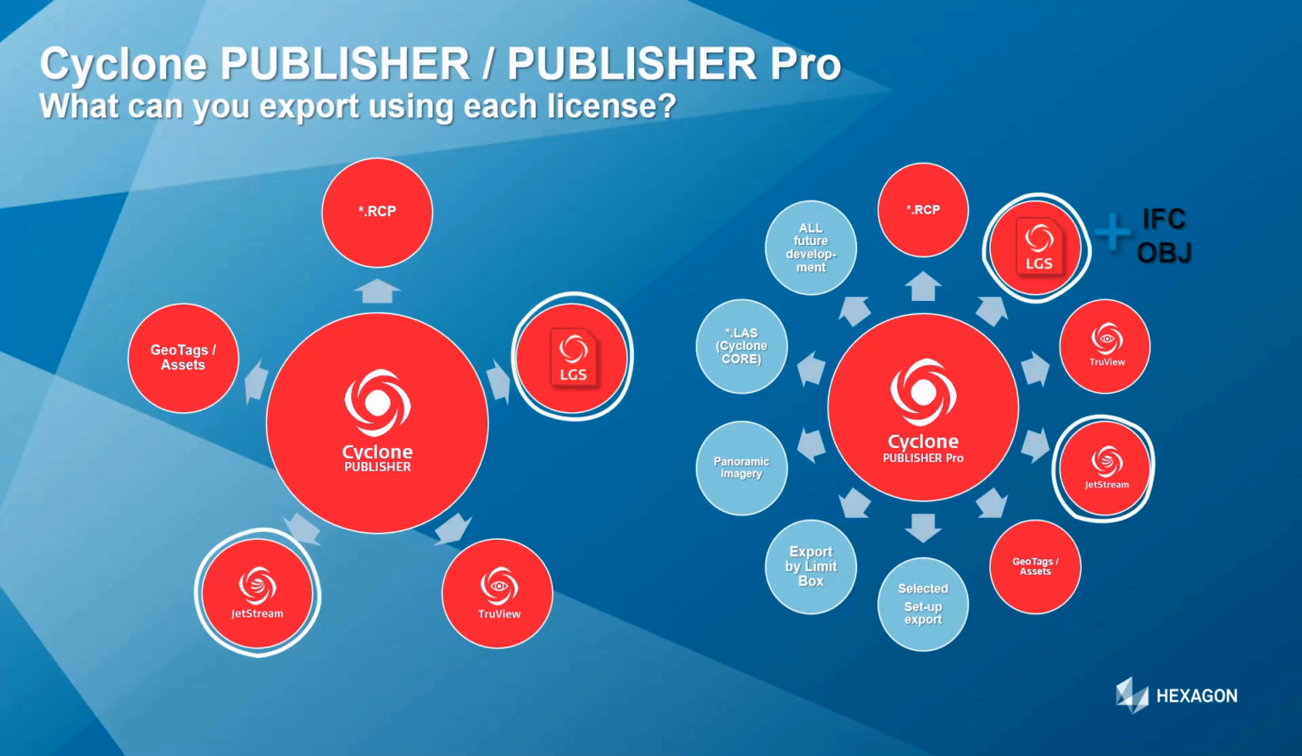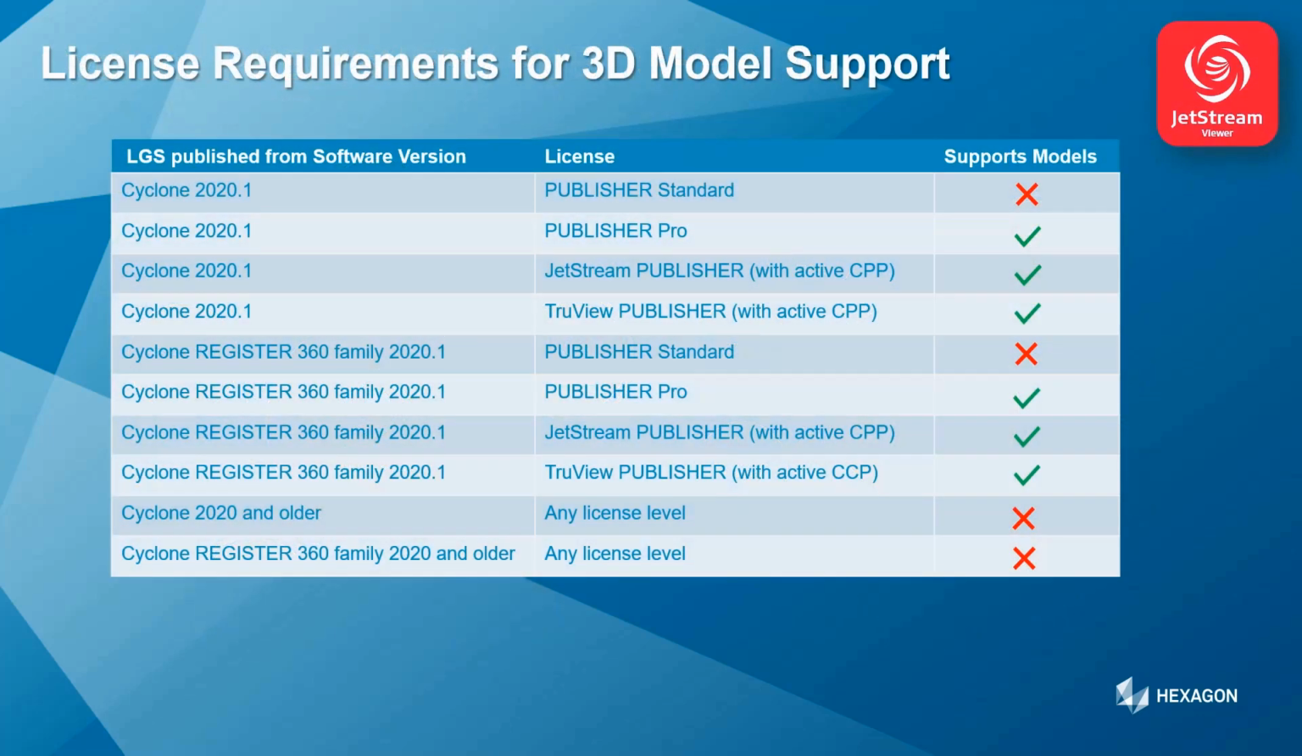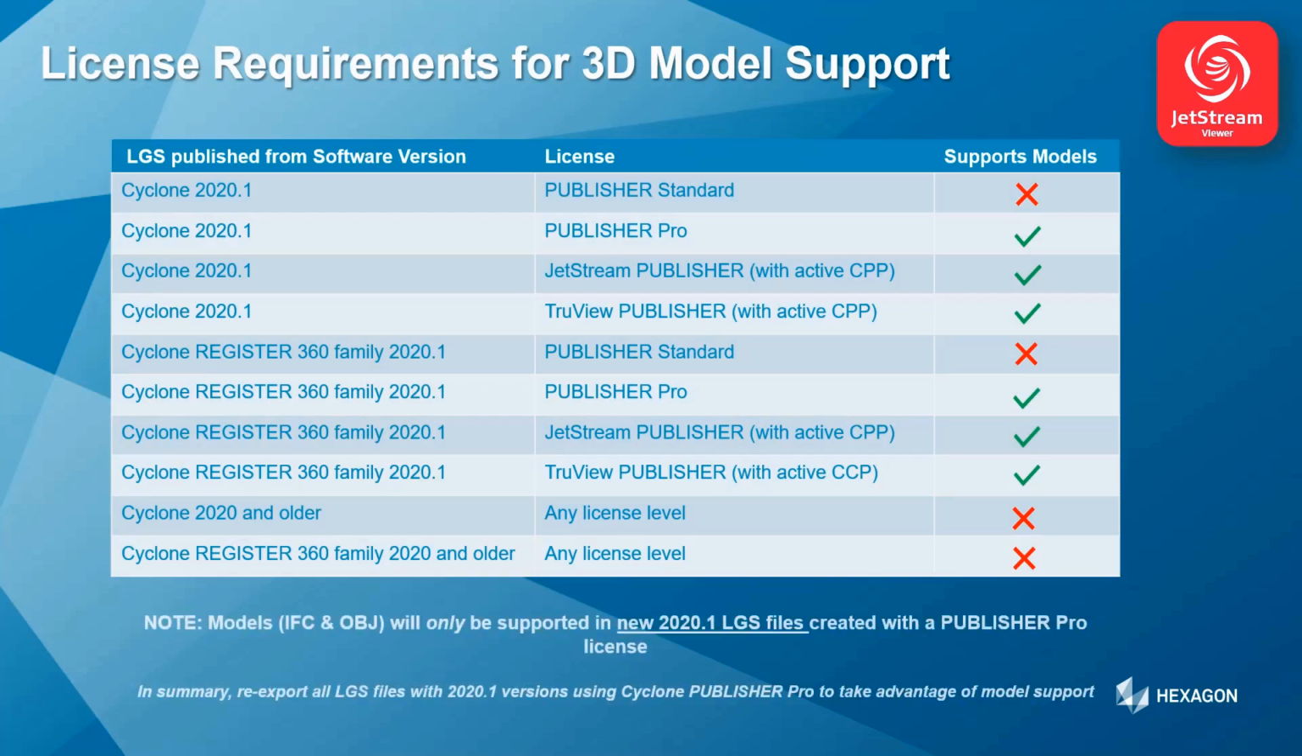So as we go forward now, I'm going to be talking about LGS data, and specifically about LGS data created with Cyclone Publisher Pro. You can see here these are the license requirements for 3D model support. Basically anywhere you can see a check mark, we are able to create LGS files which support 3D models. Now you can also see some lines where it says JetStream Publisher or TrueView Publisher with an active CCP.